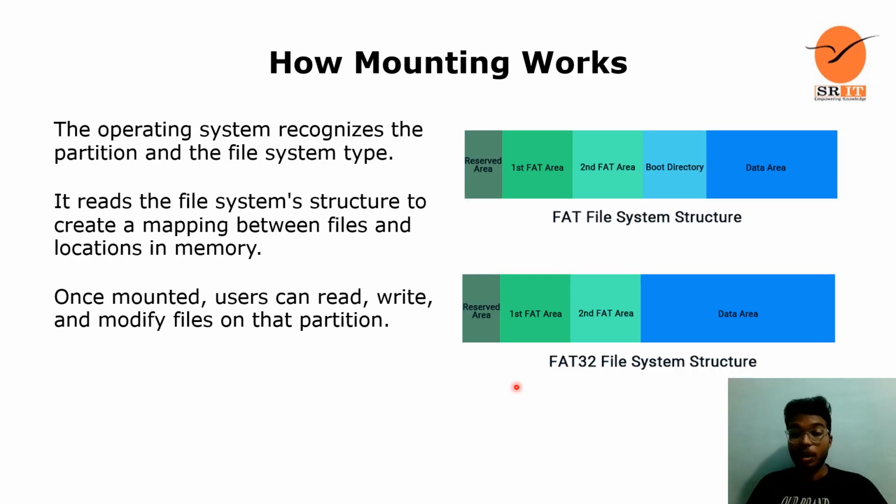How does mounting work? We use a keyword called mount in order to access the files of another directory in the current directory. The operating system recognizes the partition and file system type. Once mounted, users can do all the operations, that is read, write and modify files on that partition.